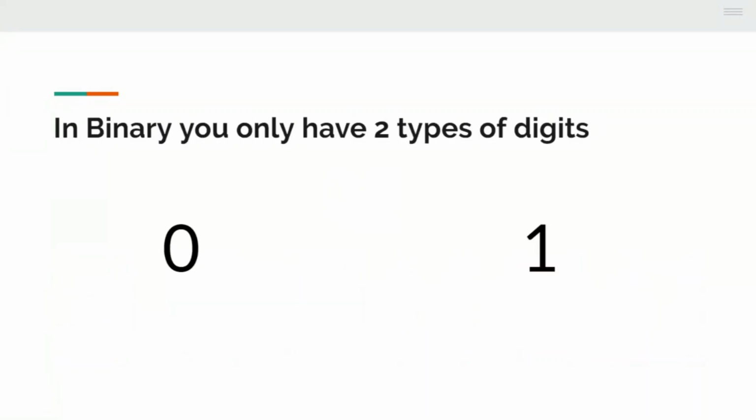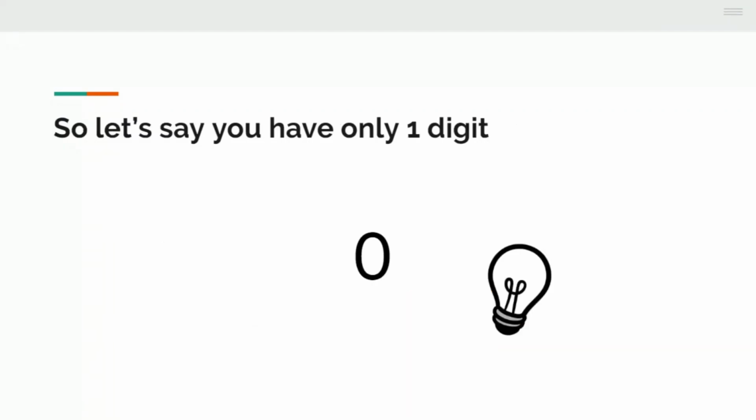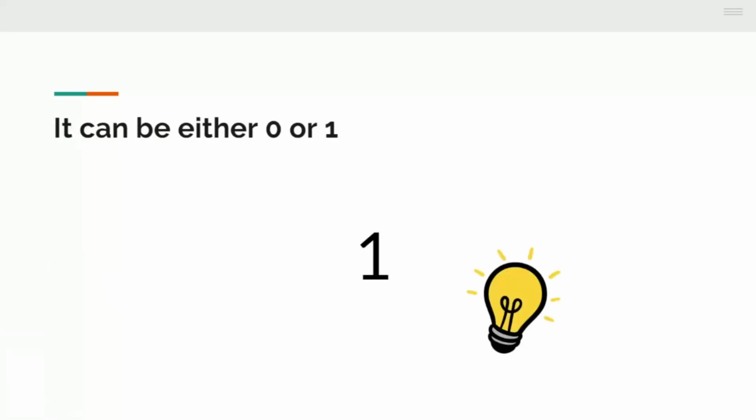However, in binary, you only have two types of digits. Why two types of digits? Well, this is because computers only know whether something is on or off, whether it's 1 or 0. So let's say you have only one digit place. In that case, there are only two possible states for it to be in, which is either off for 0 or on for 1.